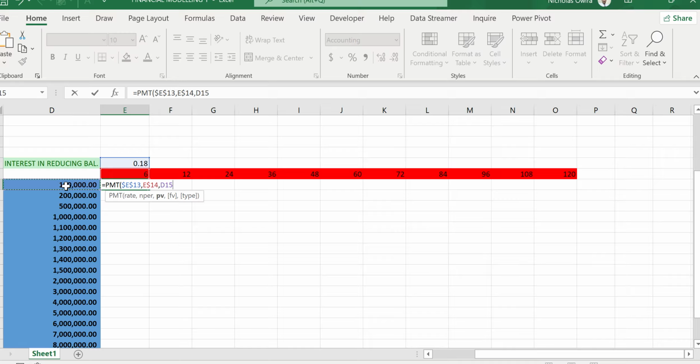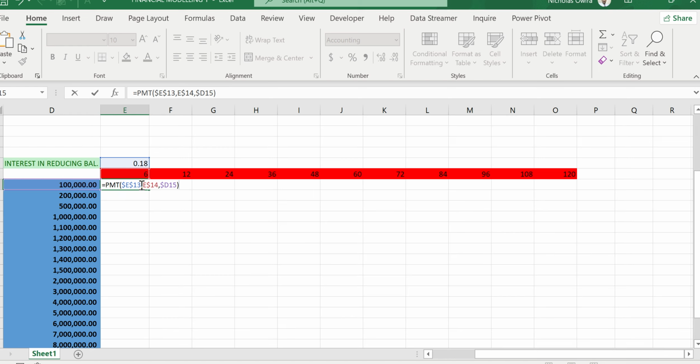And again, I'm going to apply mixed cell referencing just to ensure that it is not going to move when we are moving across these cells. So the dollar sign is supposed to be in front of the cell. Then I'm going to type that.